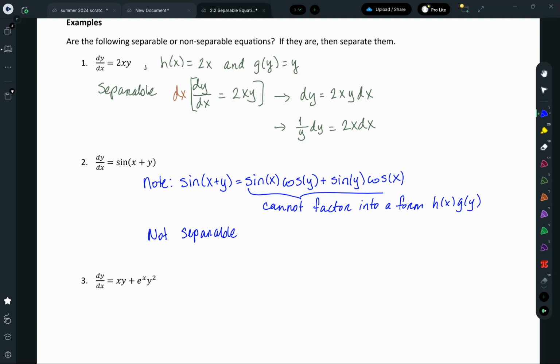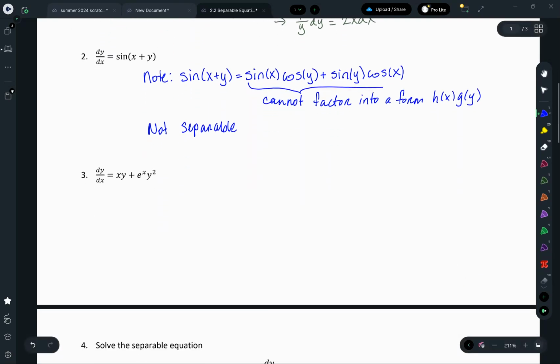Okay, the next one, number 3, I have dy dx is equal to xy plus e to the xy squared. Okay, well, let's see. Maybe I can factor out a y, and then that would leave behind an x plus e to the xy. So there's still a y involved, so I would never be able to get all the y stuff on one side and all the x stuff on the other side. That means this is not separable either.